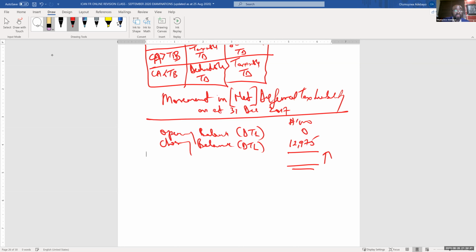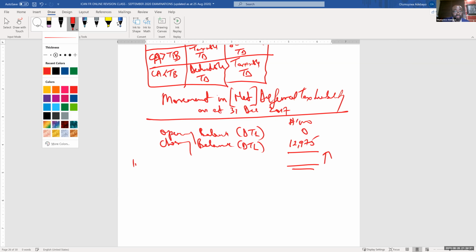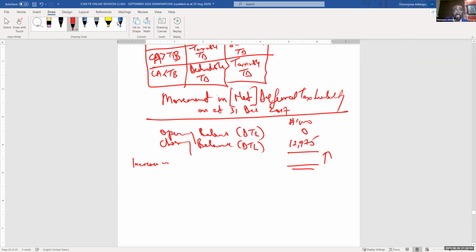An increase in deferred tax liability is what? Recognition of deferred tax what? Charge or expense. How much is it? 12,975.5.